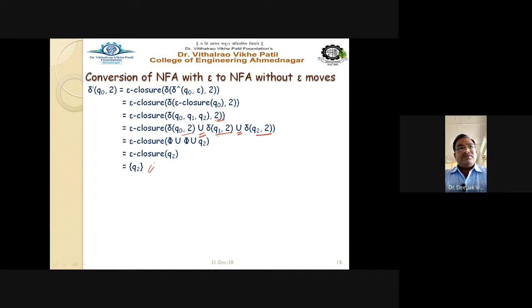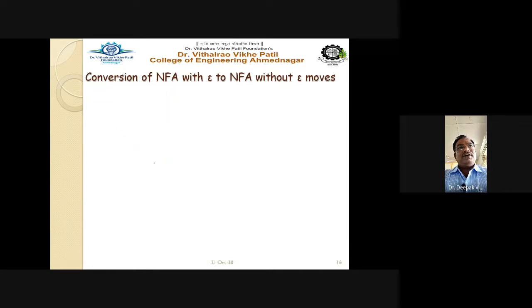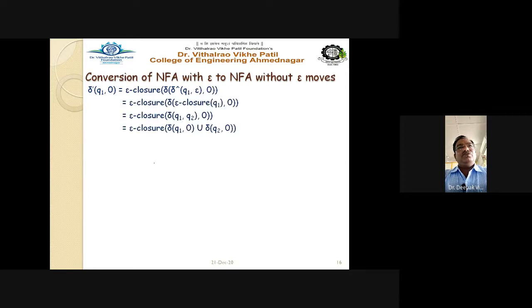The same way for the state Q1, we have to find that out. Q1 on 0, the same way. E closure of delta Q1, Q2 on 0, that is delta Q1 0 union Q2 0. E closure of phi union phi, that is equal to E closure of phi, we'll get here phi. Means there may not be any transition on Q1 on 0. So the final answer we get here phi.